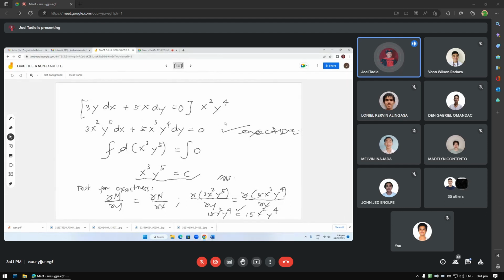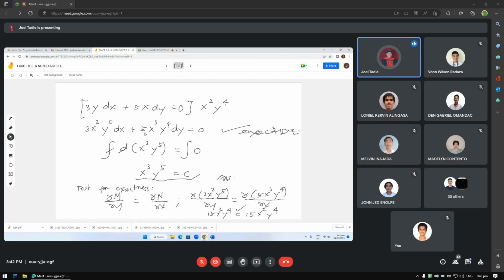Okay, let's multiply now, no? So 3y dx times x squared y to the power 4, mahimo na siyang 3x squared y to the power 5 dx. Are you following guys? Naka-follow mo? Yes, sir. Okay. Then 5x dy times x squared y to the power 4, that's 5x cubed y to the power 4 dy. Then equal to 0.